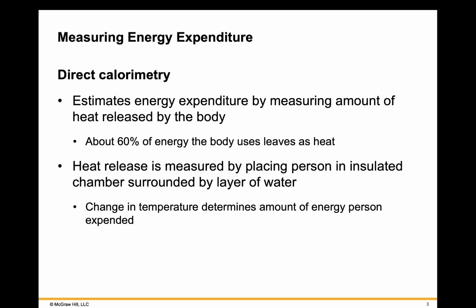Now, direct calorimetry estimates energy expenditure by measuring the amount of heat released by the body. Approximately 60% of energy the body uses actually leaves as heat energy. Heat release is measured by placing a person in an insulated chamber surrounded by a layer of water. Change in temperature determines the amount of energy that person expended.